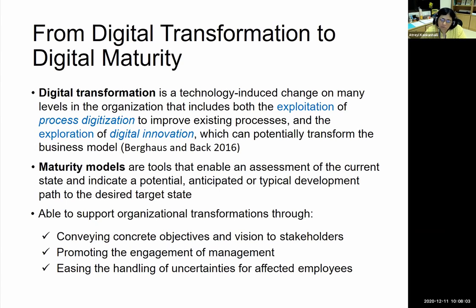Maturity models are a tool that have been applied in various areas. So we know about, I think, the audience in India is very familiar with the CMM maturity models, the software engineering maturity models. So the main idea in these models is to convey concrete objectives, promote engagement of management, and ease the handling of uncertainties. So a maturity model can be used by an organization to assess its current state and look at the areas that need to be developed to move to the next state.